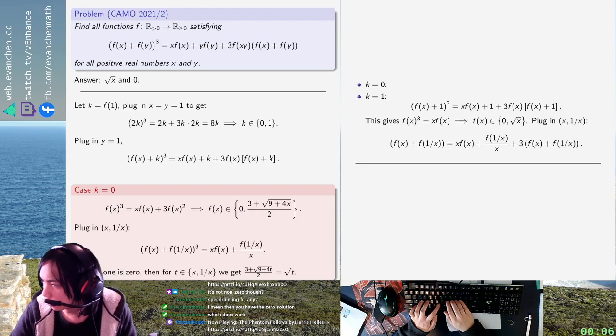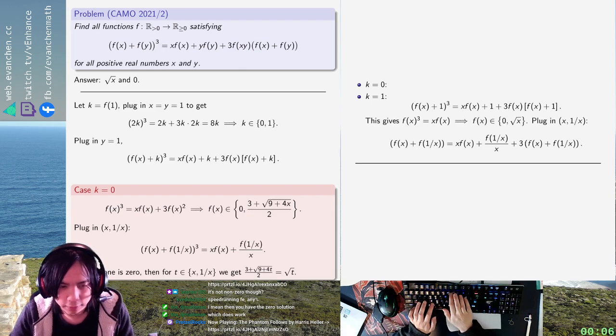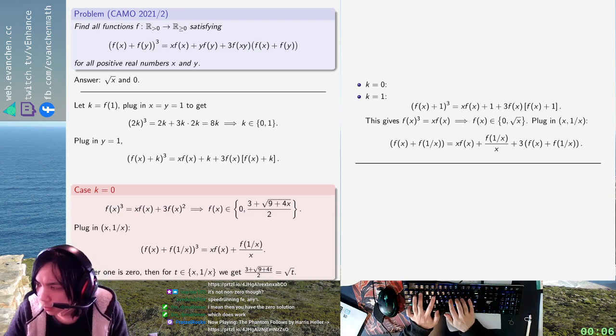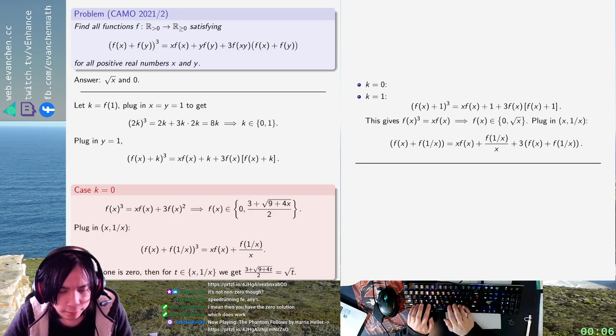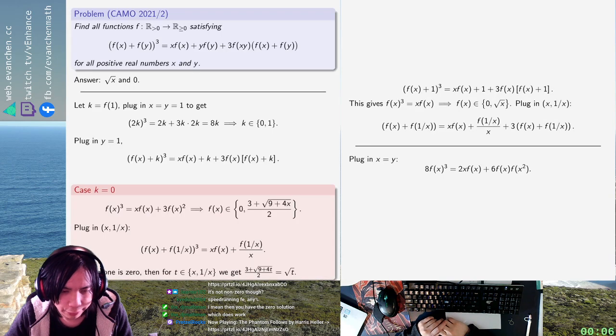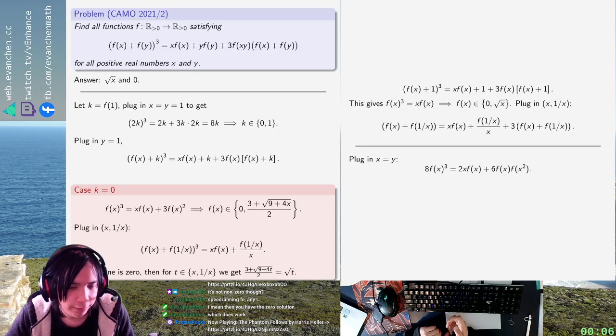But yeah, x equals y is probably cleaner. So what do I get? It's 8f of x cubed equals 2x f of x plus 6f of x squared. What am I trying to show? It's like if f of x is 0, then f of x squared. No.